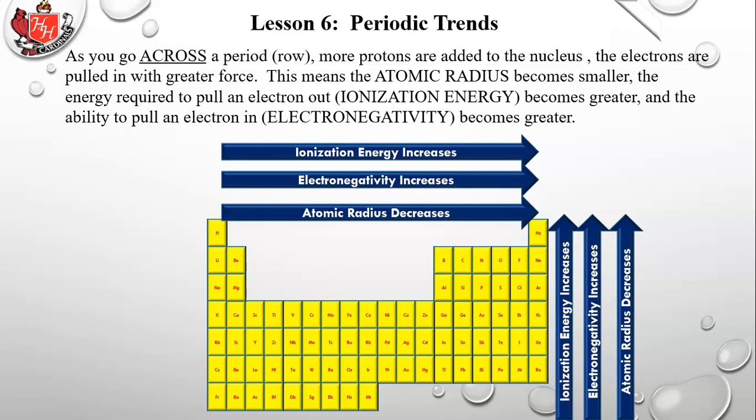Okay, so again, let's go through this. As you go across a period, or row, more protons are added to the nucleus. The electrons are pulled in with greater force. This means that the atomic radius becomes smaller as you go to the right. The energy required to pull an electron out, ionization energy, becomes greater. And the ability to pull an electron in from the outside, electronegativity, also becomes greater.